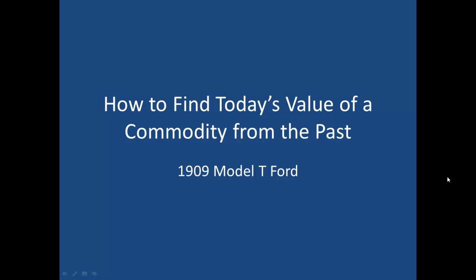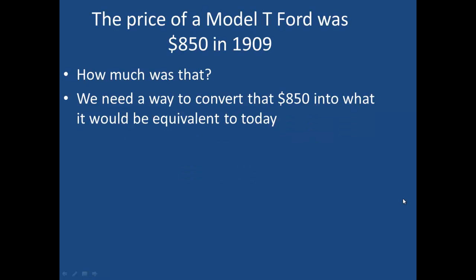Today we're going to use Measuring Worth to show how to find today's value of a commodity from the past. As an example, we'll use the price of a 1909 Model T Ford. This is the same example as I used in Tutorial 1, which you can find on measuringworth.com. A Model T Ford, in particular the Touring model, was priced at $850 when it was introduced in 1909.